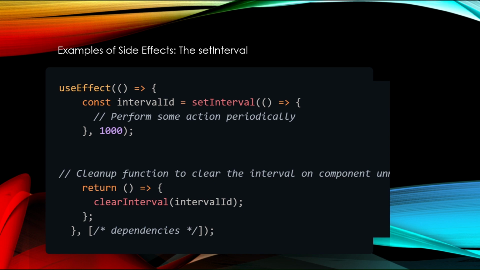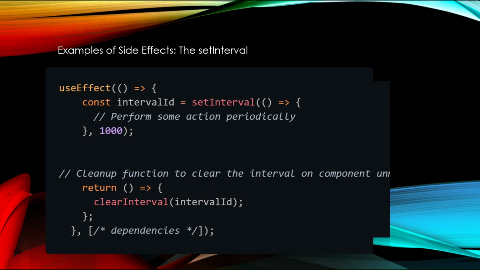Say for example in this scenario, we need to clear out the interval once the component unmounts or when the dependencies change. You understand? Because if we don't do this, it might cause a memory leak. So you might have a situation whereby even though the component unmounts, the set interval keeps triggering. You understand? The action that we performed before keeps triggering even though the component is unmounted.